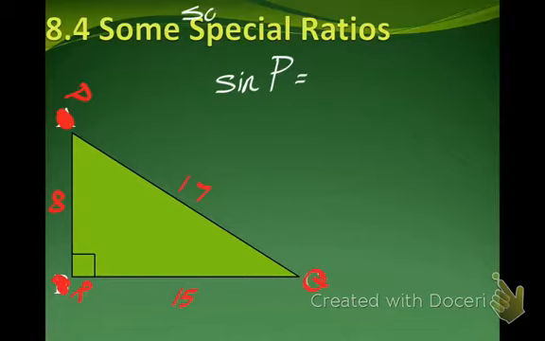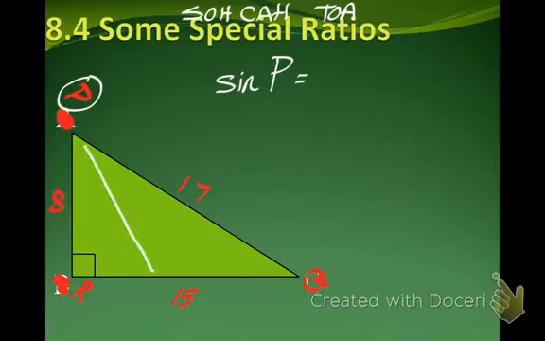Remember SOHCAHTOA. So sine of P, sine is opposite over hypotenuse. So if I'm focused on P, my opposite is 15. My hypotenuse, which is always the hypotenuse, is 17. So we could list that as a fraction. We could turn it to a decimal, which is about 0.88-ish, somewhere in there. Okay? And you should find that that is our sine of angle P, 15 over 17.